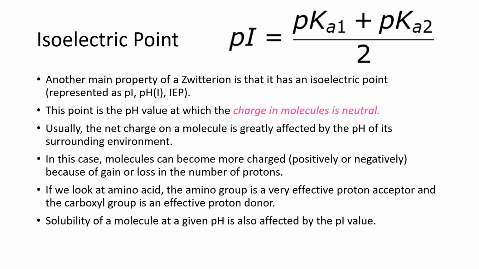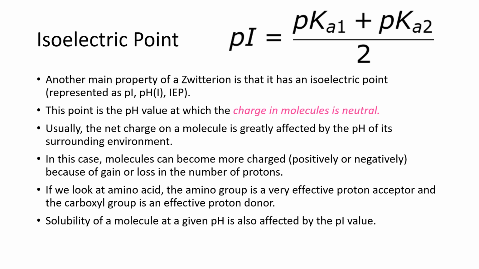The isoelectric point, so pI equals pKa1 plus pKa2 divided by 2. Another main property of a zwitterion is that it has an isoelectric point, represented as pI. The point is the pH value at which the charge on the molecule is neutral. So remember, pI is where the charge on the molecule is neutral, not acidic, not basic.